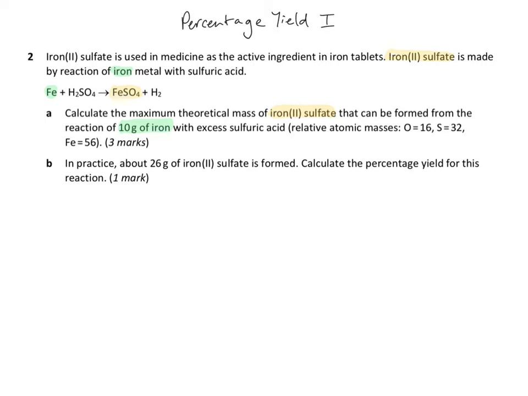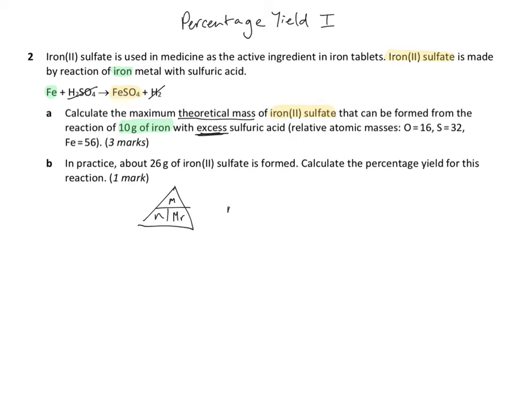Okay, question A says calculate the maximum theoretical mass of iron 2-sulfate that can be formed from the reaction of 10 grams of iron with excess sulfuric acid. And remember that word excess means there's more than enough of it, so therefore we don't really need to consider it. So I'm just going to cross out H2SO4 and H2 because we're not being asked about them at all. So the first thing I need to do is work out how many moles of iron I have if I have 10 grams. So the triangle we're always coming back to is N equals M over MR.